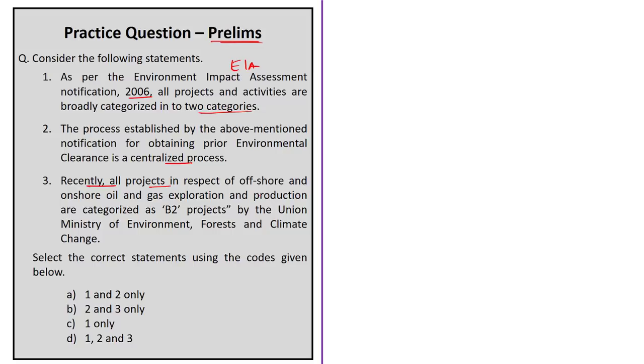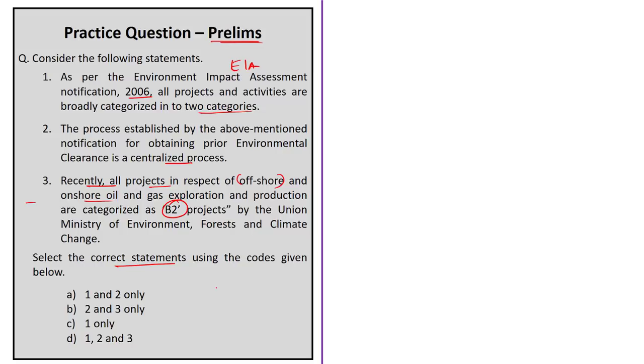Then the third statement says that recently all projects in respect of offshore and onshore oil and gas exploration and production are categorized as B2 projects by the Union Ministry of Environment, Forest and Climate Change. So for this question, you have to choose the correct statements using the codes given.